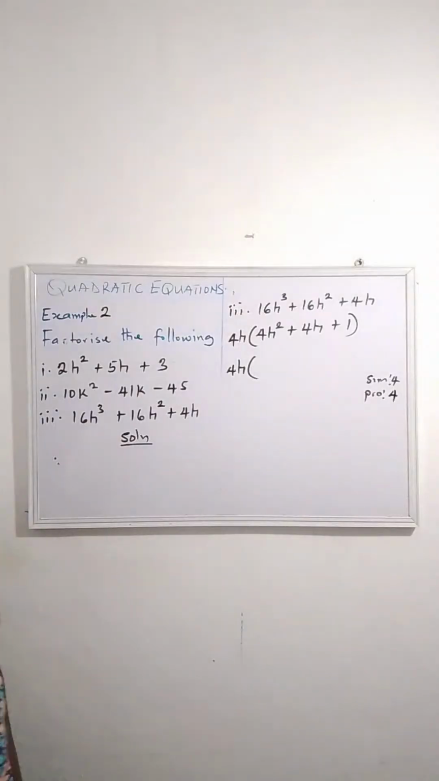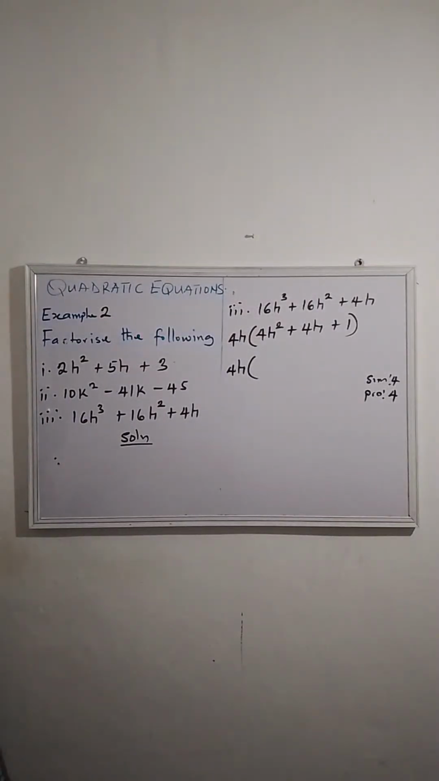Okay, so now can you tell me what are the two numbers such that when you multiply together you have 4, and when you sum together you have 4? Okay, so what are those two numbers?